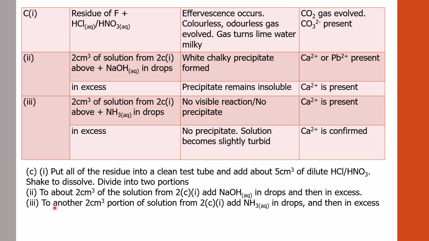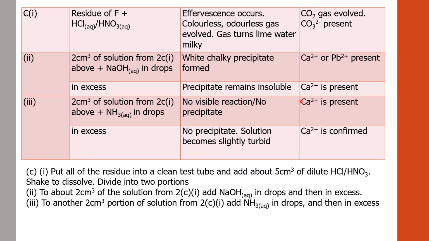The last question: to another 2 cm³ portion of solution from 2Ci, add ammonia in drops, then in excess. If you add ammonia in drops, no visible reaction will occur, no precipitate. So either you write no visible reaction or you write no precipitate. This is also an indication that calcium ion is present.